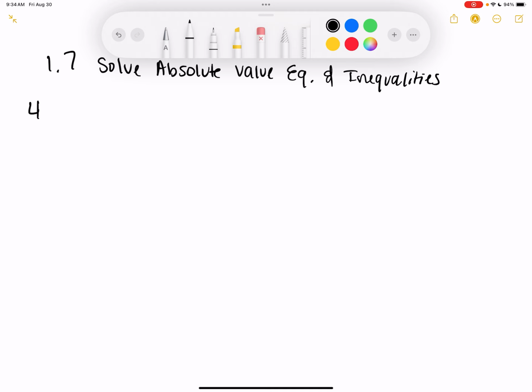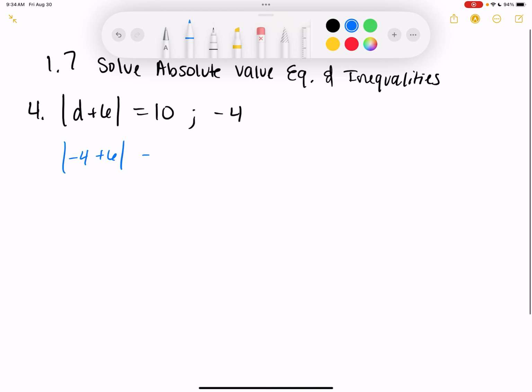So number 4, I've got the absolute value of d plus 6 is equal to 10, and they want us to plug in negative 4. So I plug in negative 4 plus 6 in the absolute value. Negative 4 plus 6 is 2. The absolute value of 2 is 2. So 2 equals 10 is not true, so not a solution.